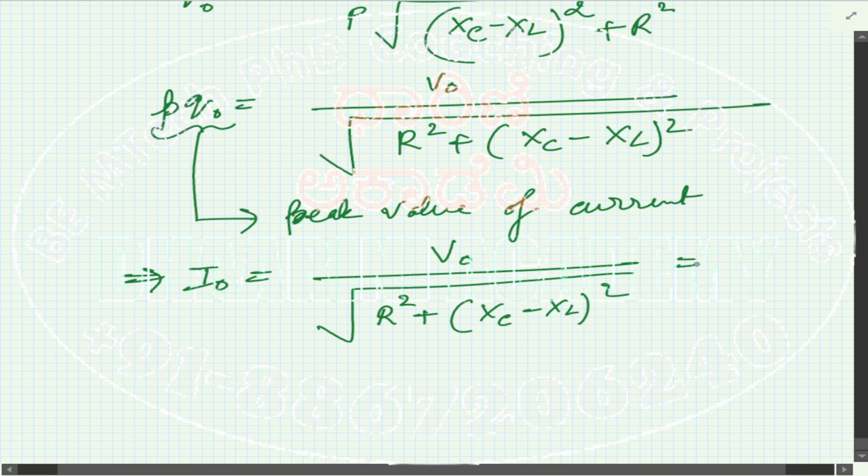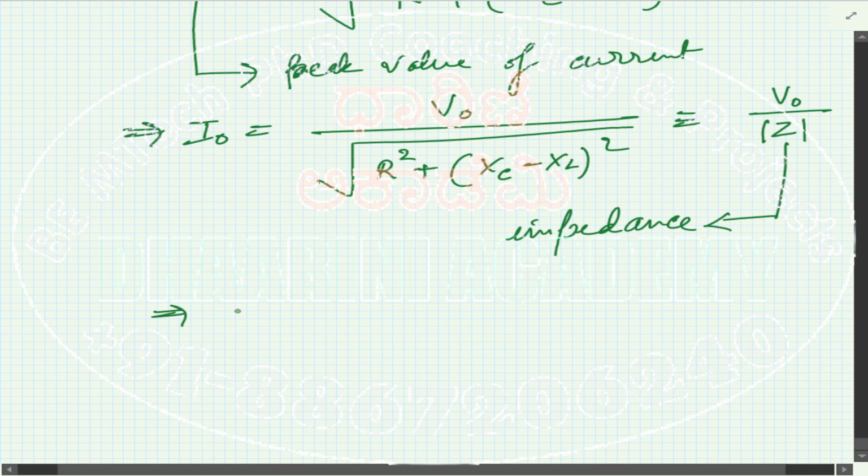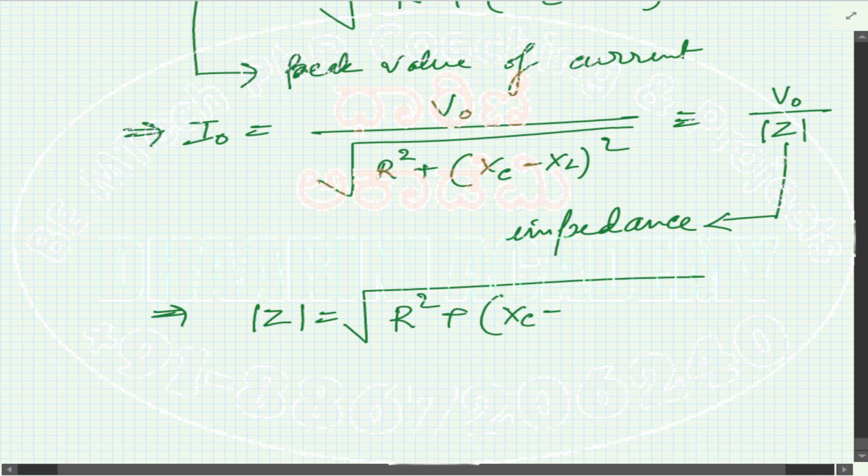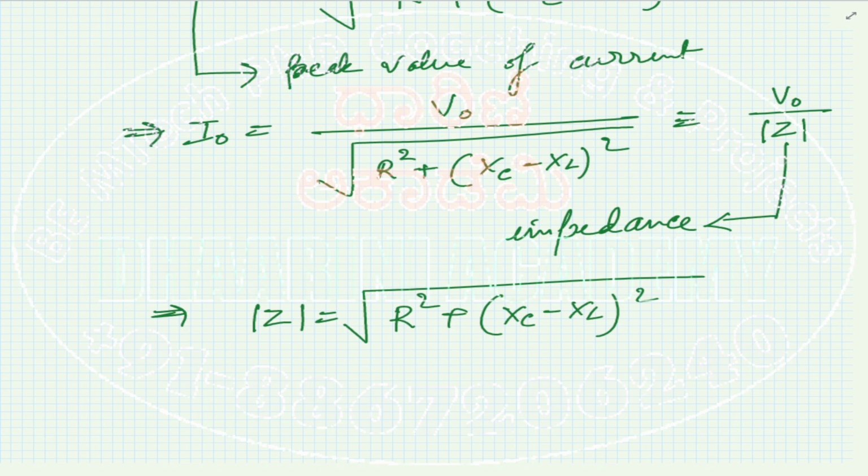This I should be able to equate with V naught divided by the magnitude of Z. So here Z is called the impedance. So this implies I can find the magnitude of Z as the denominator itself, that is, the square root of R squared plus (XC minus XL) the whole square.